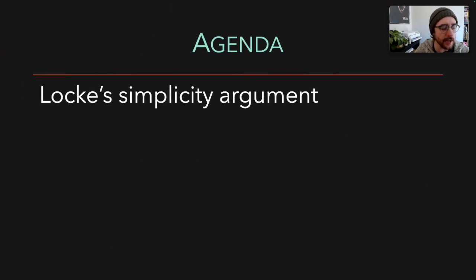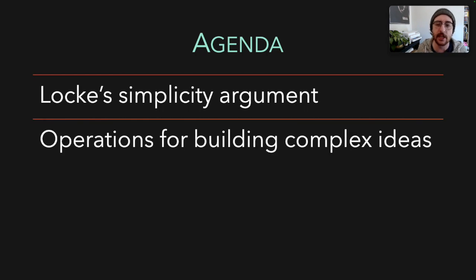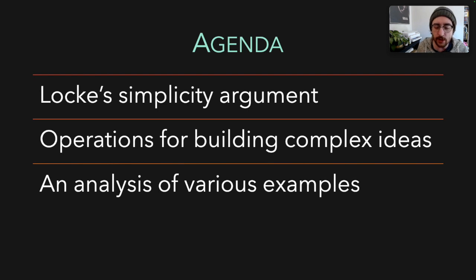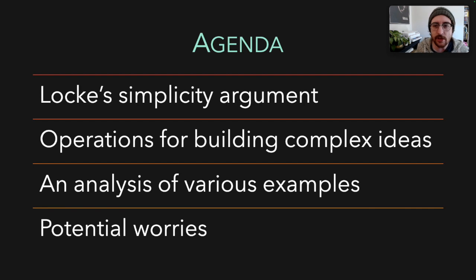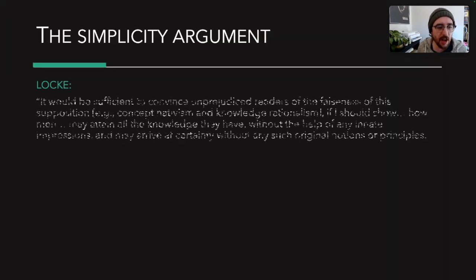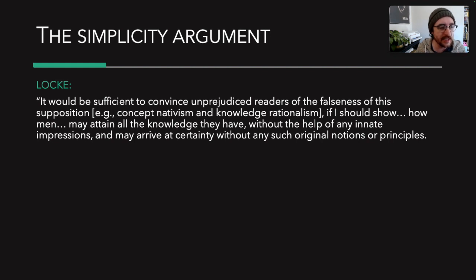In the video, we're going to start out by looking at what I'm going to call Locke's simplicity argument in favor of concept empiricism. This is going to be used to frame the discussion later on, where we look at the mental operations that we can perform that can help the empiricist explain the processes by which we move from experience to the various ideas we have in our mind. And then we'll use those operations and apply them to specific examples, and this will also include a discussion of potential worries.